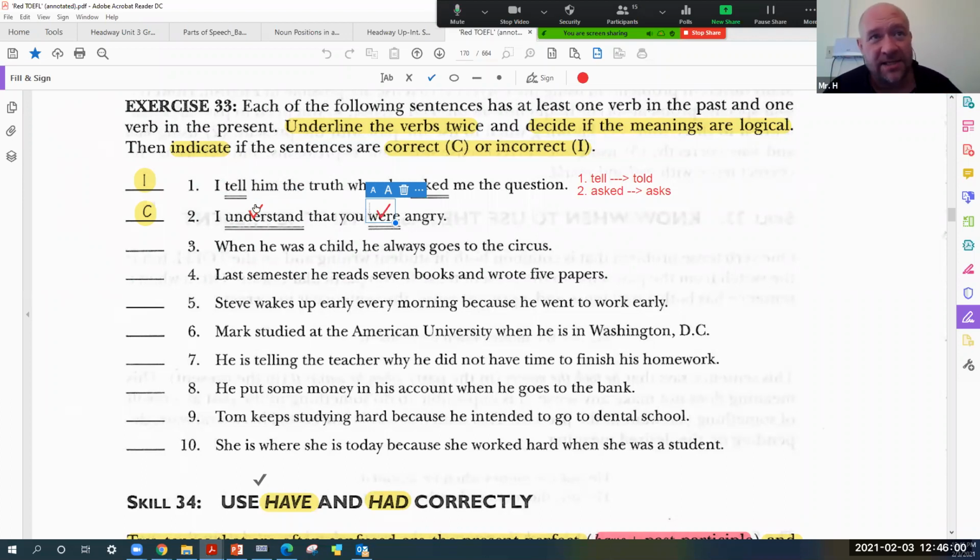Guys, can I use the continuous here? Can I say, I am understanding? No, because it's a stative verb, or state verb, same meaning. It's a non-action verb. Don't use ing. Only for special cases, but this is not a special case. Okay? I understand that you were angry.